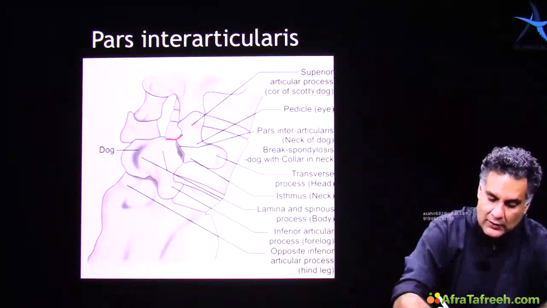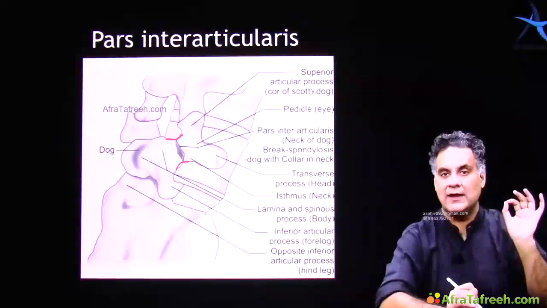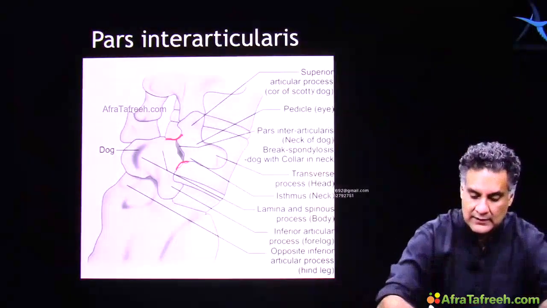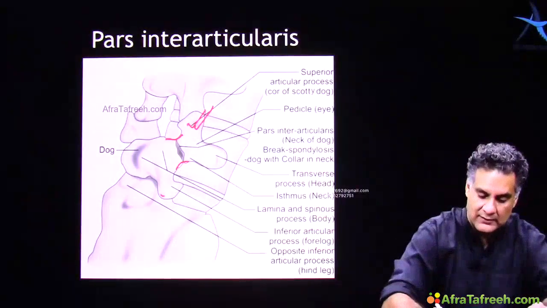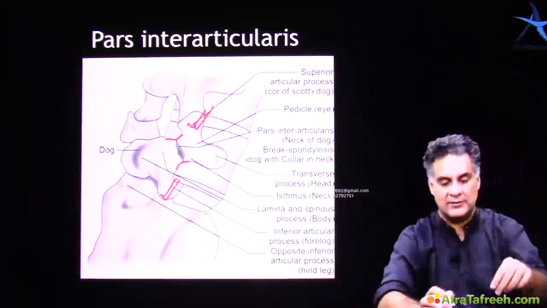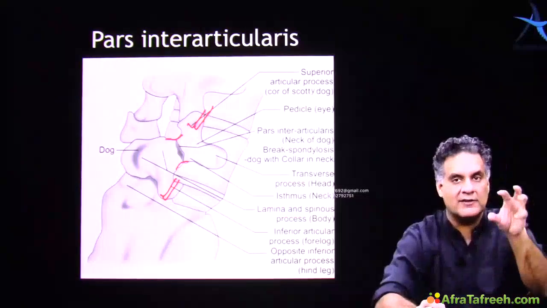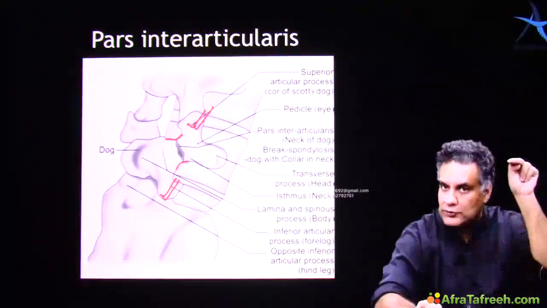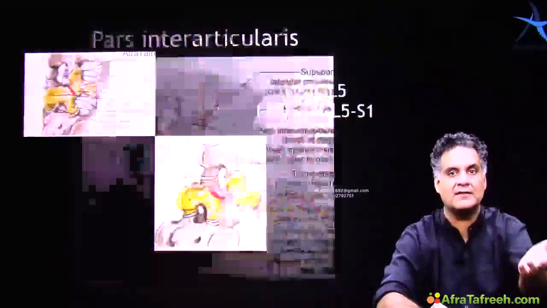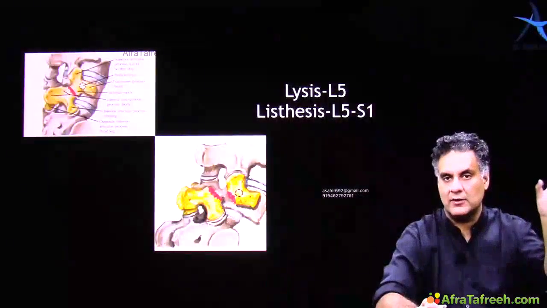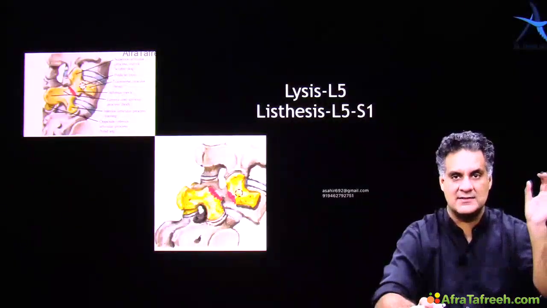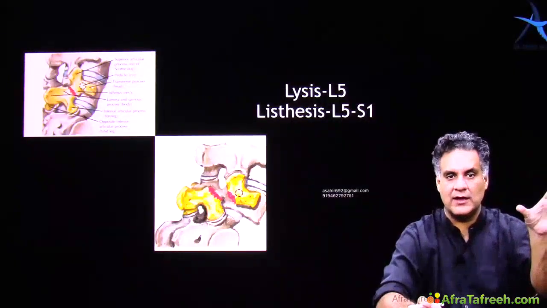And the neck of the dog is made by an area called the pars interarticularis. Why? Because the ear of the dog is the superior articular process, the front leg of the dog is the inferior articular process, and in between is the neck, called the pars interarticularis. All the force in the spine, when you dance or jump, goes to the neck of the dog, and it breaks. The vertebra is called spondylo, the break is called lysis.